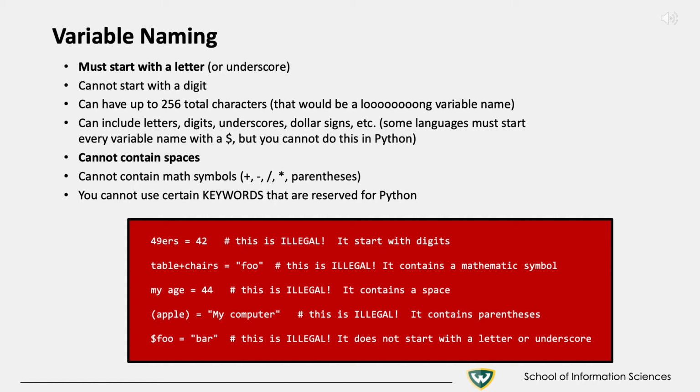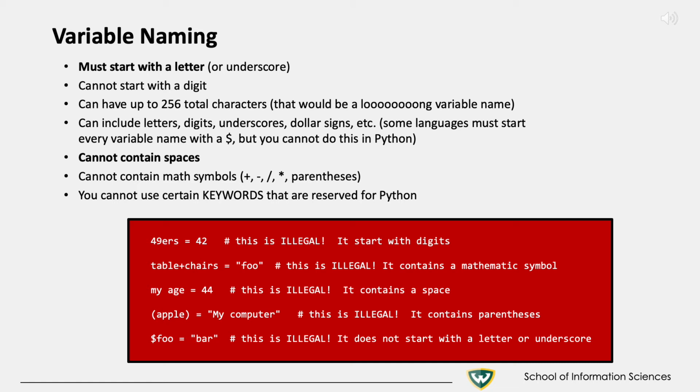So, in the red box, red typically means what? Error. So, 49ers is assigned 42. This is illegal. Why? Because it starts with digits. So we cannot name a variable 49ers. Table plus chairs, well, that seems pretty descriptive, but it's illegal. It contains a mathematical symbol. Another way to do this would be table underscore chairs, and that would be legal.